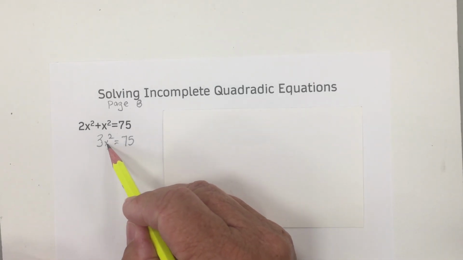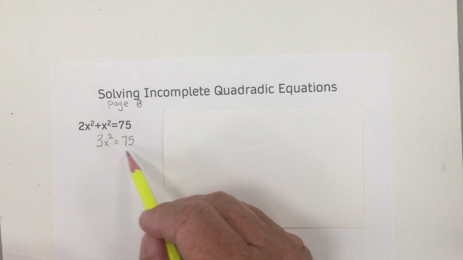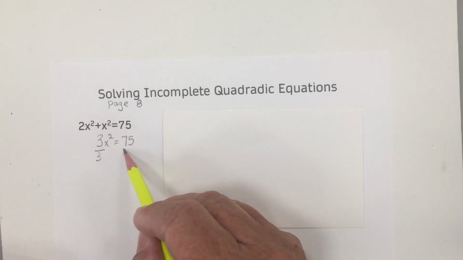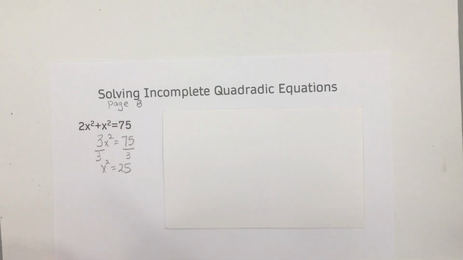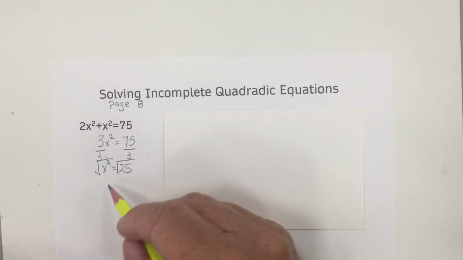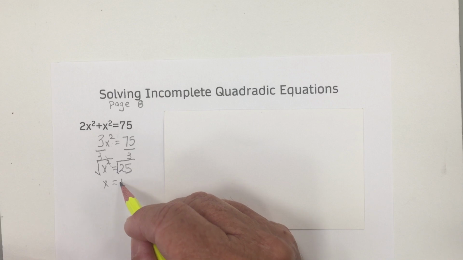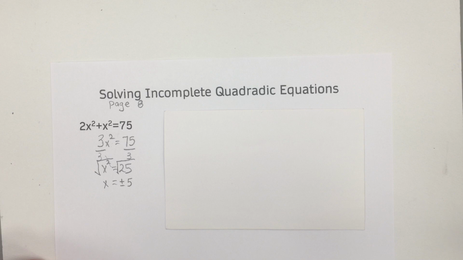All right, we have a 3x squared. Well, 3 times a number that we don't know, an unknown number. All we have to do is divide by 3. X squared equals 25. You can probably see this in your head, but we are going to make sure that we continue on. What we've been learning is to cancel out the squared by square rooting both sides. So we have x equals plus or minus 5. Don't forget, plus or minus 5.